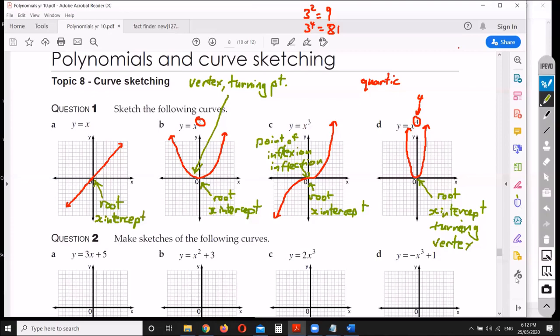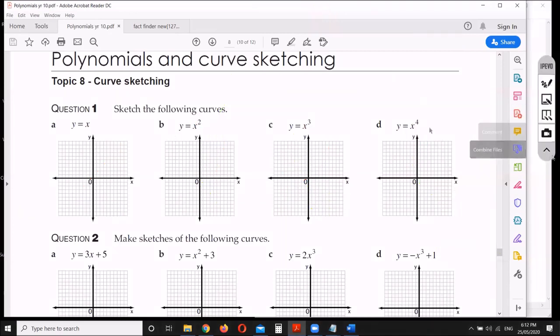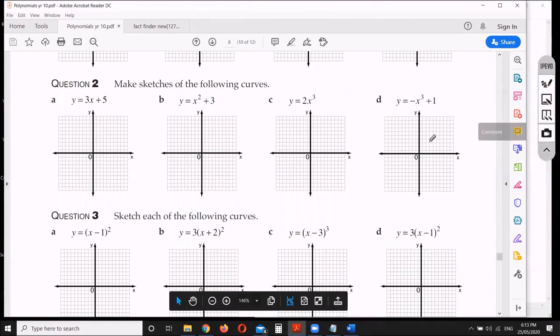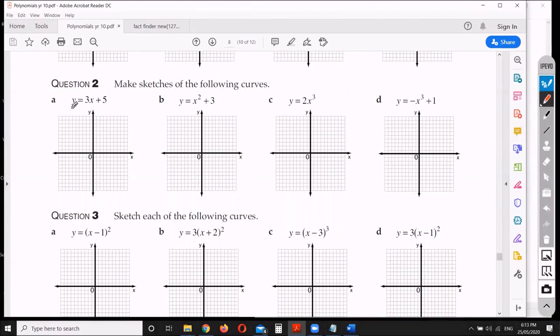Now, the other thing I was going to say is, the number of turning points will be a maximum of whatever the power is minus 1. Let's have a look at some of this. If you were to graph each of these graphs, this one would be a straight line. This one would be a parabola. And this one would be a cubic curve. And this one would also be a cubic.